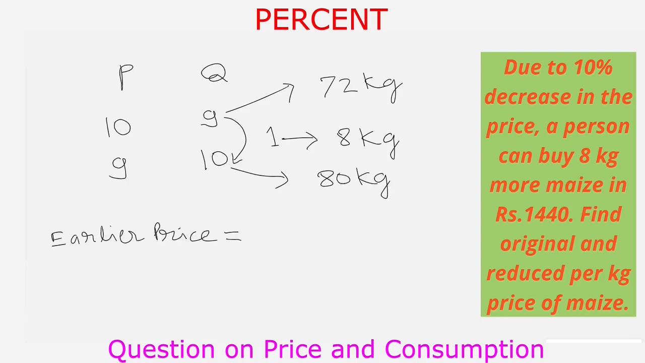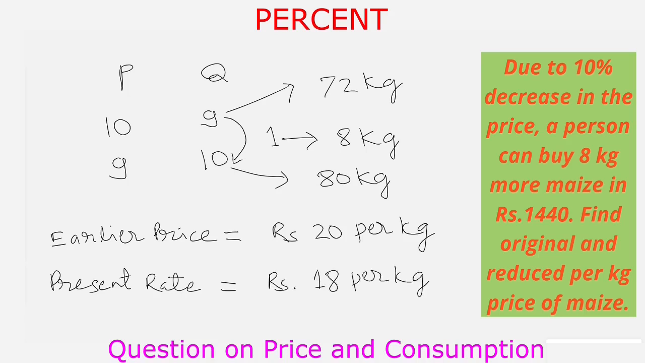Earlier price is 1140 divided by 72, which is rupees 20 per kg. Present rate is 1440 divided by 80 kgs, which is 18 per kg. 0 cancels 0 of 80 and 1440, and 8 divides 144 for 18 times. This way the earlier price was rupees 20 per kg.